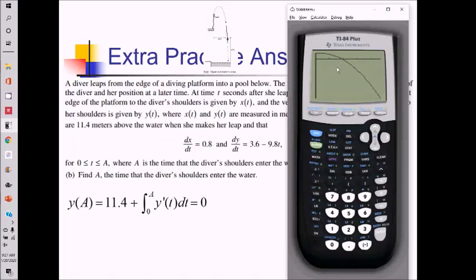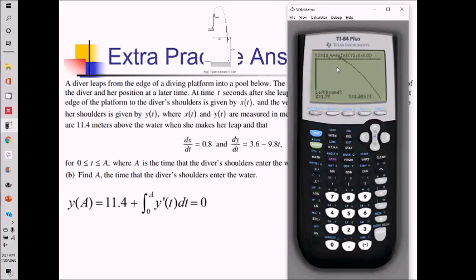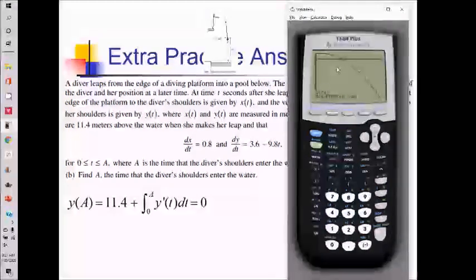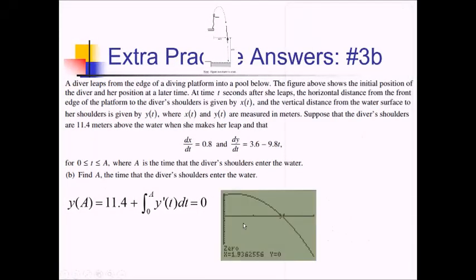All right, so now we'll do second trace, zeros, and we're going to do a little bit to the left, a little bit to the right, enter again, and this gives us the value of, it's even taking a while to think about that, about 1.936. So that happens in 1.936 seconds.